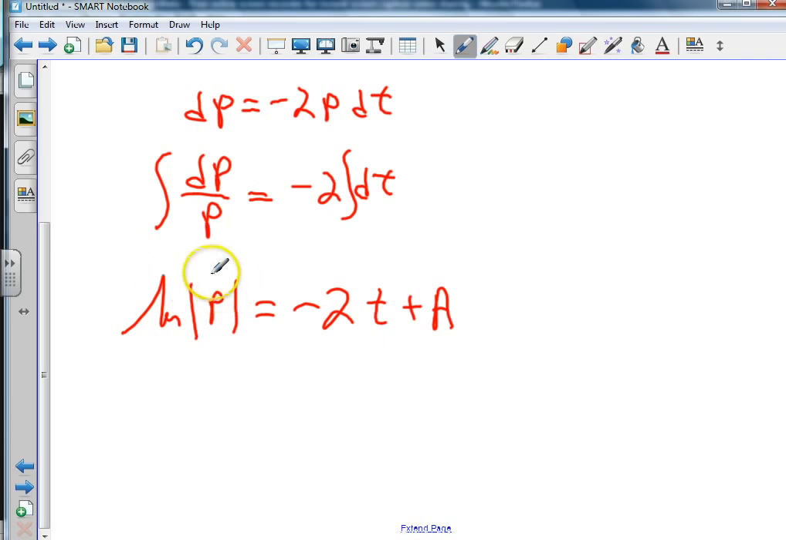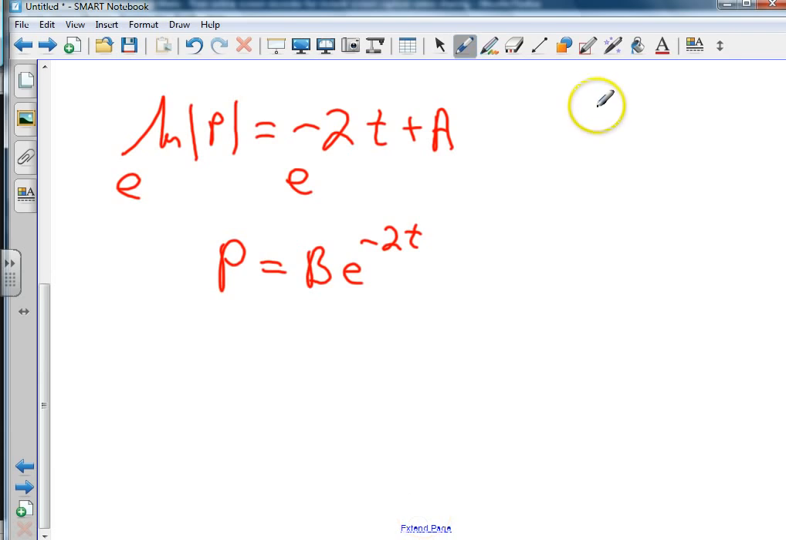Is there some way to get P as a function of t? Can you get rid of the ln? E to the, right? And then I'm going to say this. Are you ready? This might be new to you. What did I just do? I got rid of ln by raising both sides of the equation as powers of e. So the ln cancels to get P, and then e to the negative 2t plus a is, well, e to the negative 2t plus a, right?